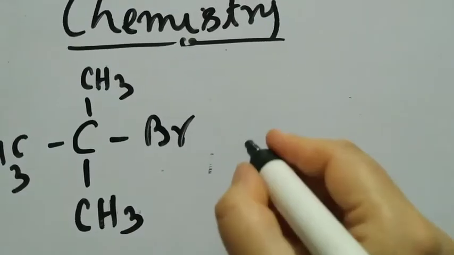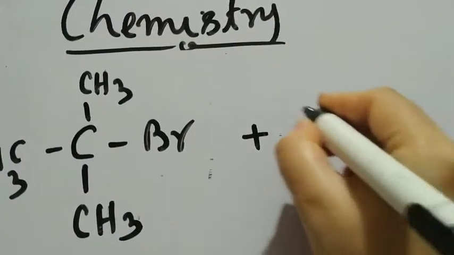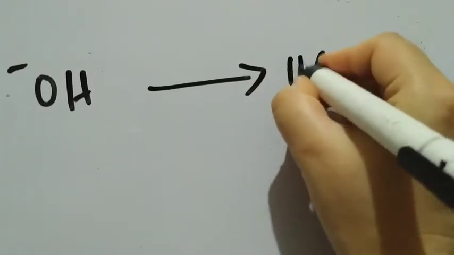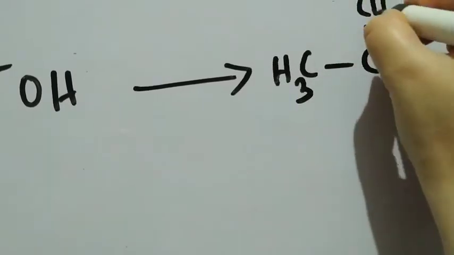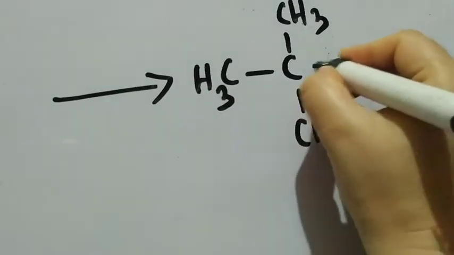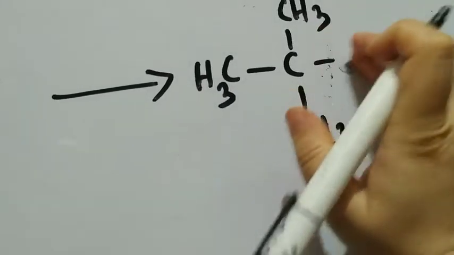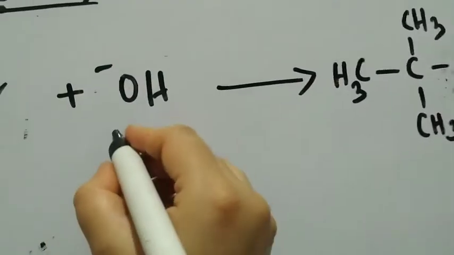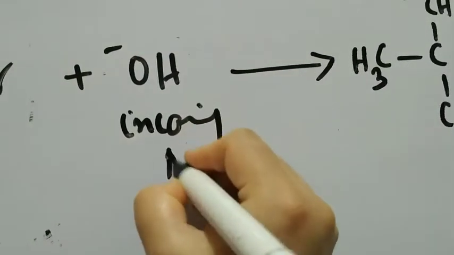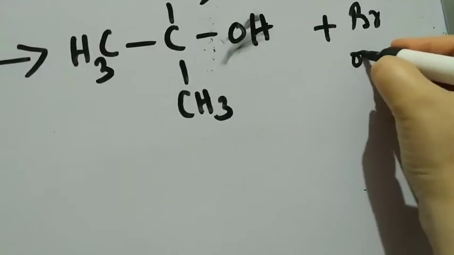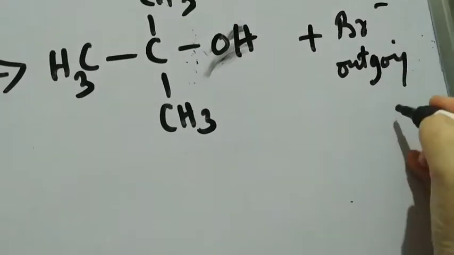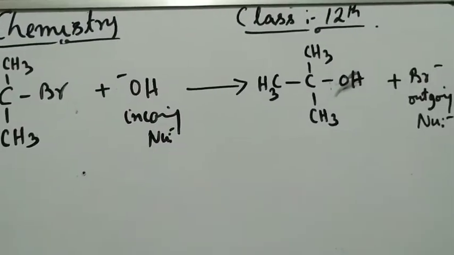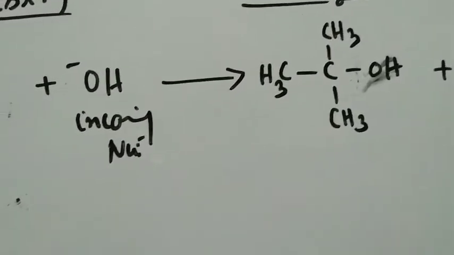The halogen atom here is bromine, and we'll take the same nucleophile which we took in the Sn2 mechanism, OH negative. The product formed here is CH3, C, CH3, CH3, OH plus Br negative. Now this OH negative is the incoming nucleophile which is stronger, and Br negative is the leaving group, or outgoing nucleophile, which is weaker. That is why OH negative is able to substitute it in this compound.